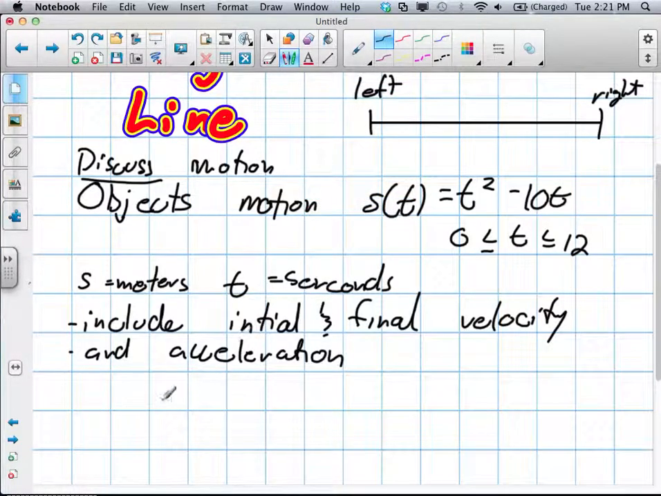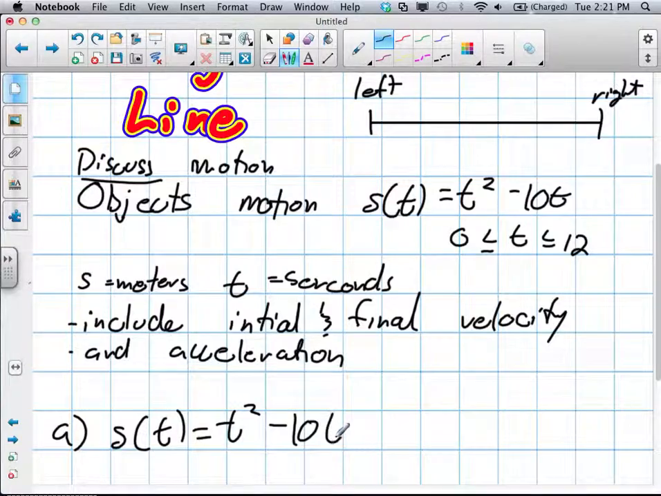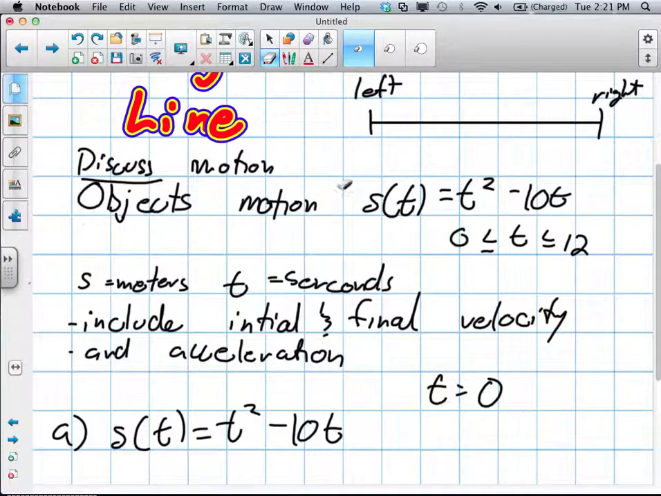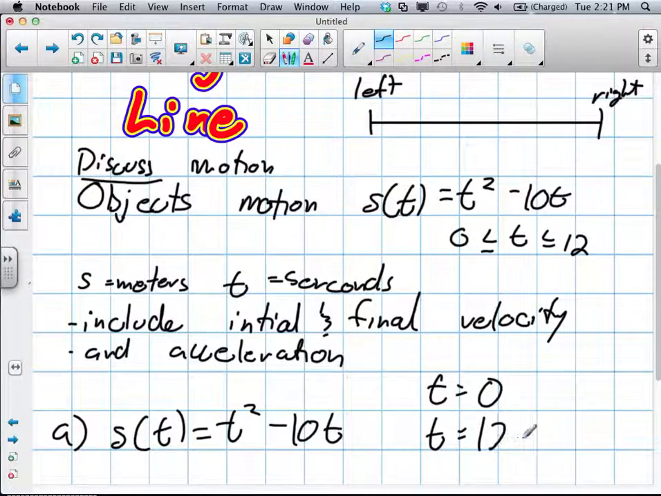Okay? So position is the original equation. So we're just going to call this part A of it. The original equation is s at t is equal to t squared minus 10t. Initial position will be at t when it equals what? 0. And what will the final position be? T equal to what? 12. Yes, the number I pretty much just wrote before. Okay? And that's because time only exists in this question between 0 and 12. So starting and ending point.